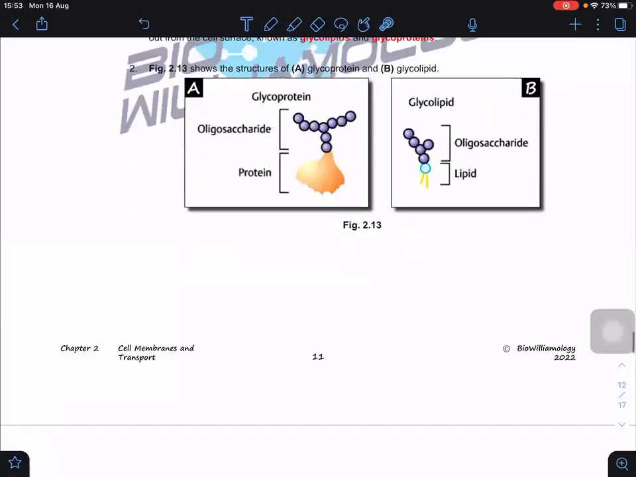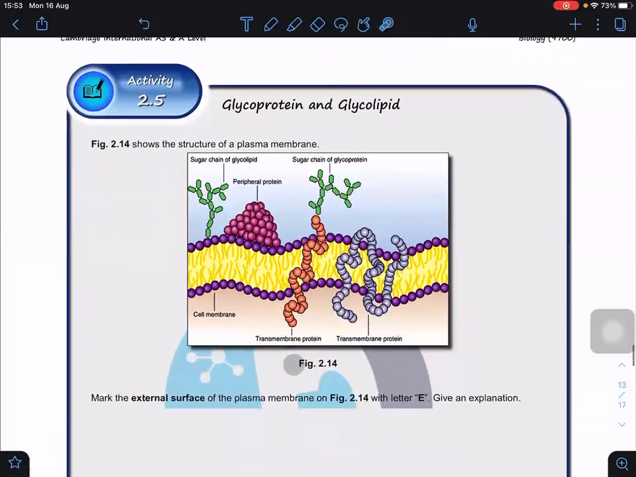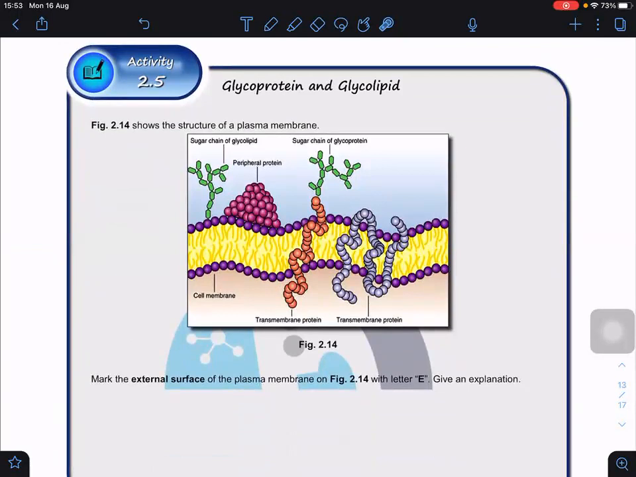and glycoproteins. So in this structure, you are required to label which one is the external surface. Okay, so how do we know? Because the role of glycolipids and glycoproteins is more for cell recognition. Whether we can recognize the cells or not is based on this. Glycolipids and glycoproteins, most of them, must be on the external surface, correct or not?